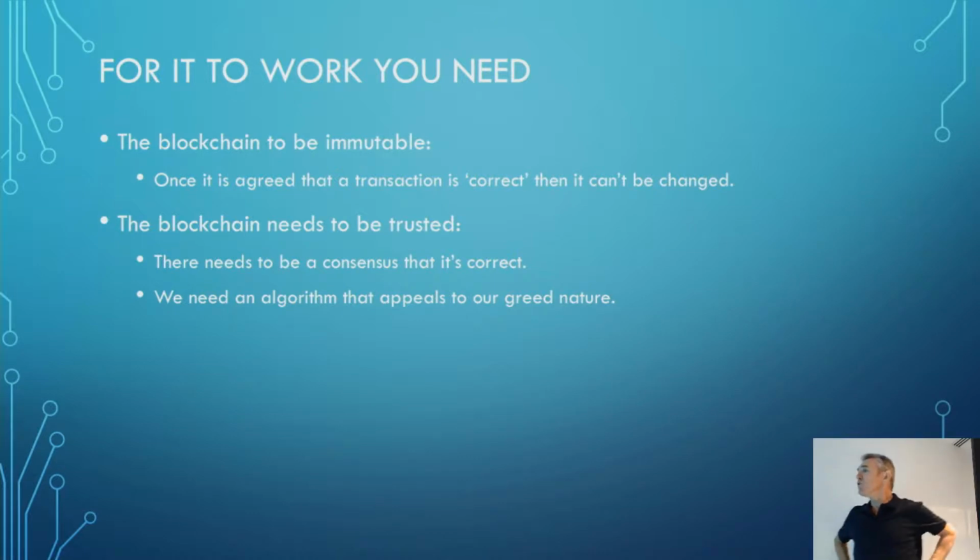For the blockchain to work, it needs to be immutable. So that means that once you've agreed on a transaction, it can't be changed. It also needs to be trusted. So when you agree that this transaction is correct, there must be a consensus that it's correct.